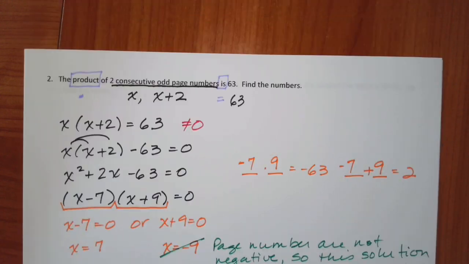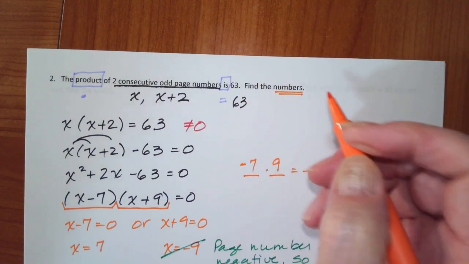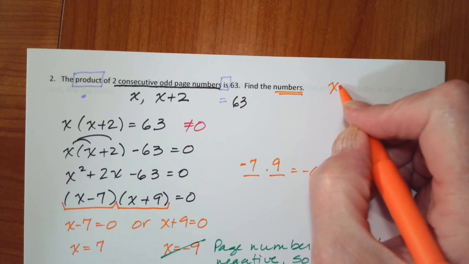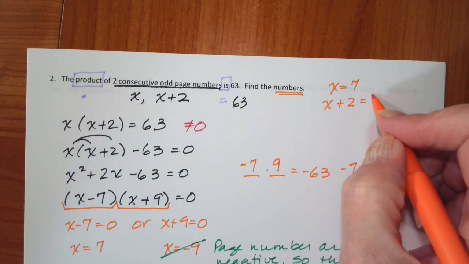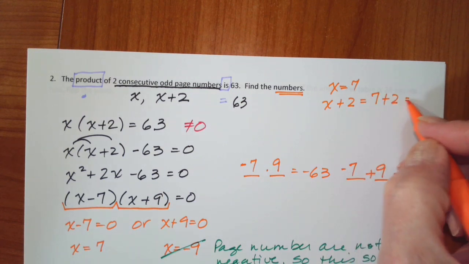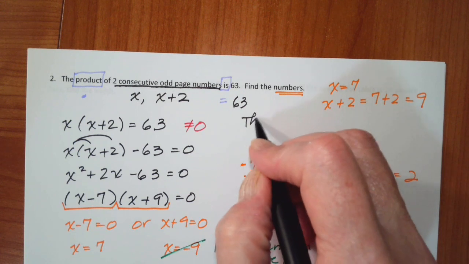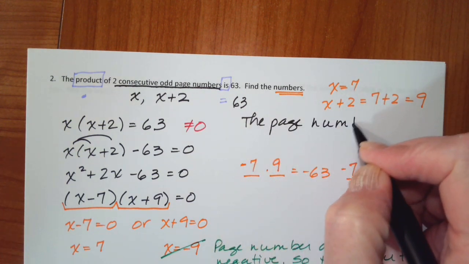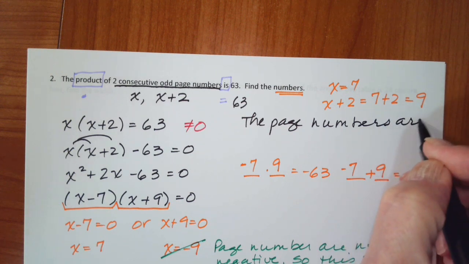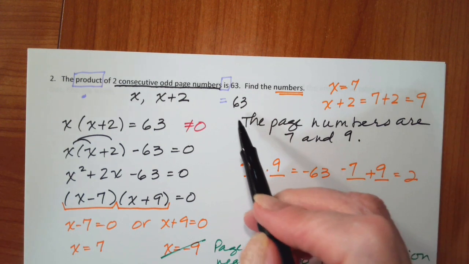Okay, so what does that tell us? This tells us that x is 7, but it says find the numbers. So if x is 7, then x plus 2 is equal to 7 plus 2, which is 9. So when I'm writing my answer, the numbers, or the page numbers, are 7 and 9. And that's the answer.